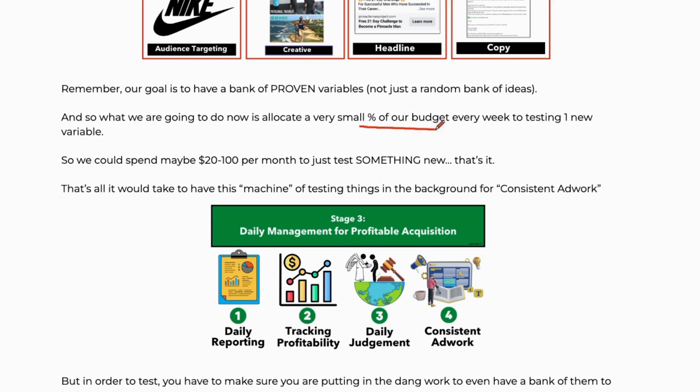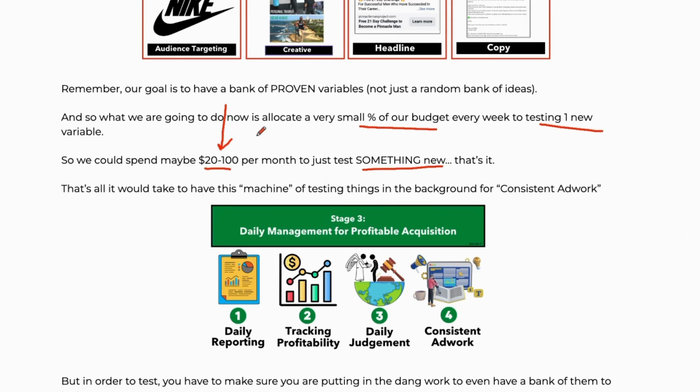And so again, like we said, we're going to put a very small percentage of our budget, maybe every week, to testing out one new variable. So we could spend maybe, let's say, $20 to $100 per month to just test something new. Now, again, this is dependent on scale, right? So in our case, for example, our testing budget, sometimes we'll spend $500, $1,000 maybe per week, or sometimes even per day, just to test something new out. But that's obviously because we have resources behind us. So there's a nuance to this. I wouldn't say that this is a rule that it's $20 to $100 per month. I would say in the beginning when you're starting out, that's kind of where you start, and then you scale as you go.